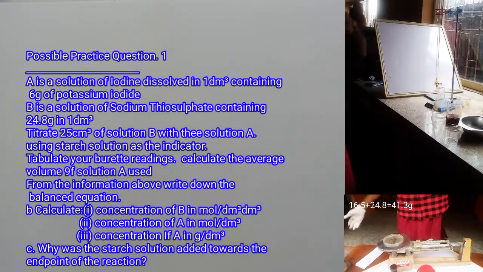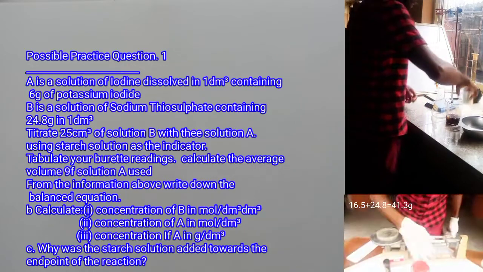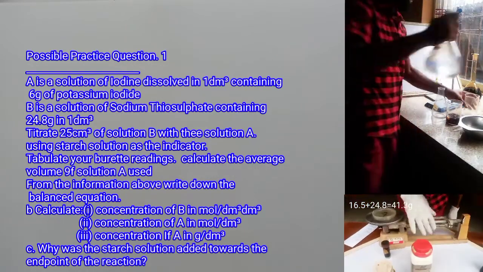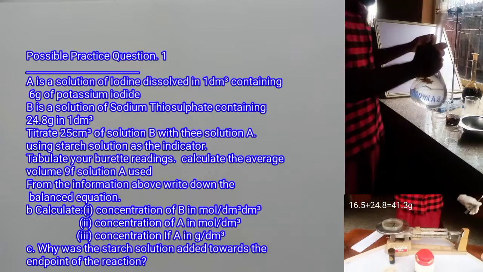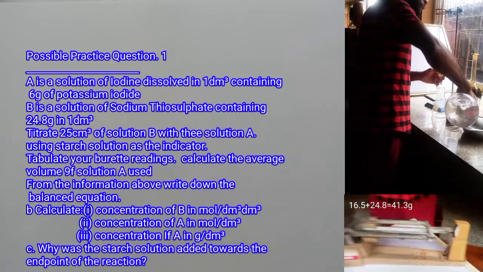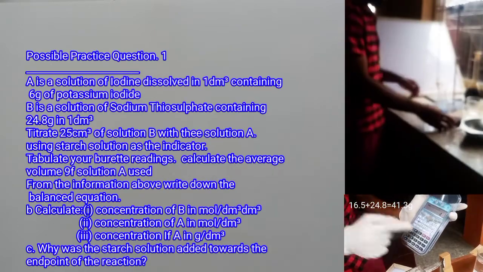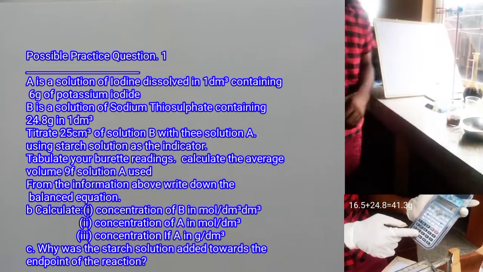Okay, they ask us to titrate 25 centimeter cube of solution B with the solution A using starch solution as the indicator. And further, they ask you to tabulate your burette readings and calculate the average volume of A used. And from your results and information, you are required to write a balanced equation for the reaction.